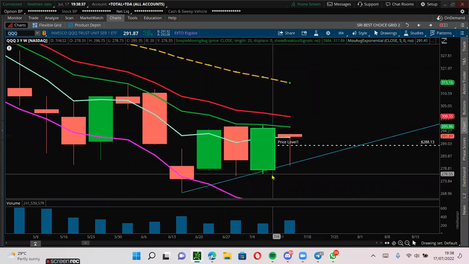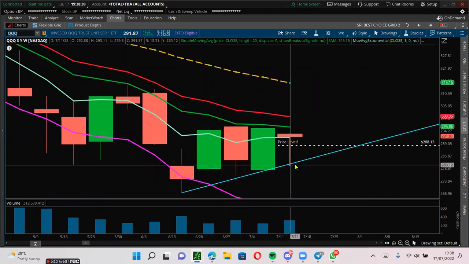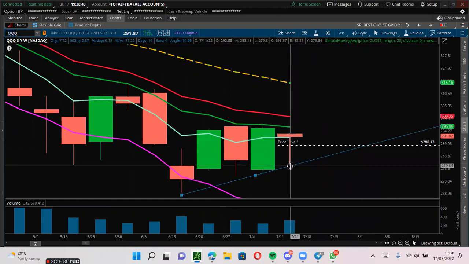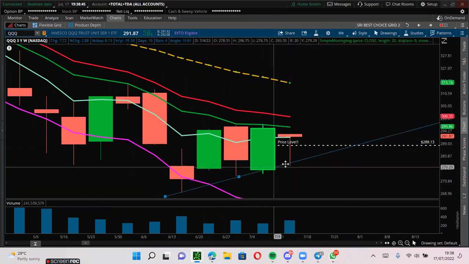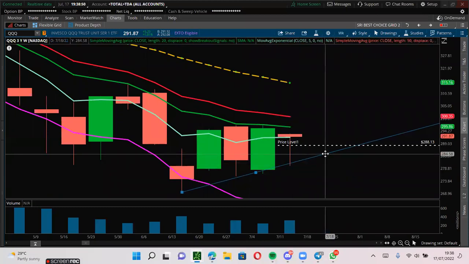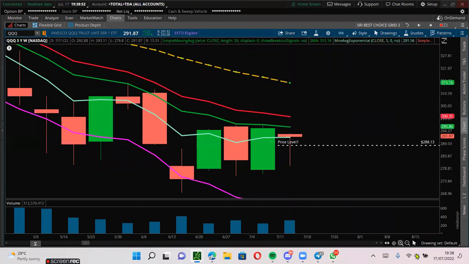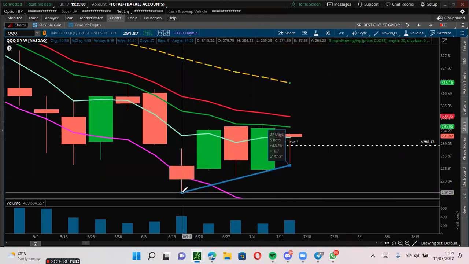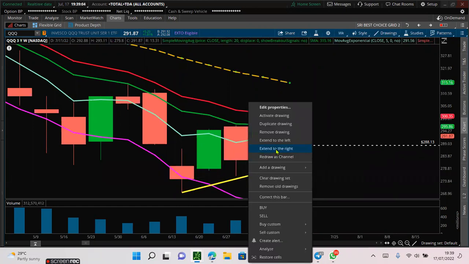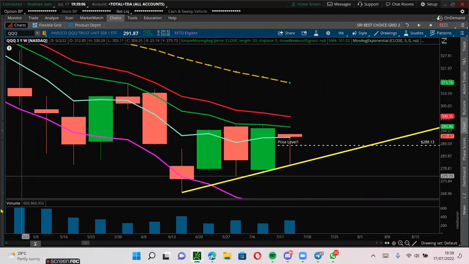I drew this trend line sometime back, so I'll just activate drawing again. I'll remove this. Okay, previous low, and I'll just extend it to the right. And this is on a weekly.